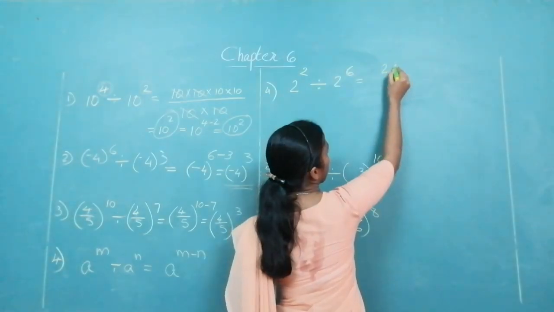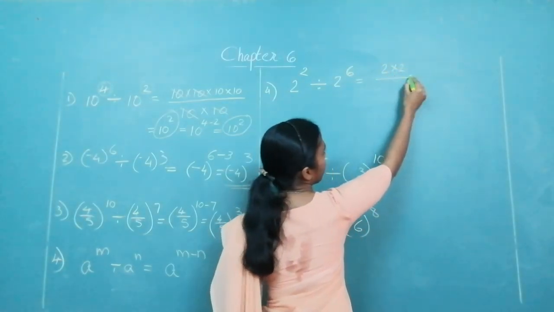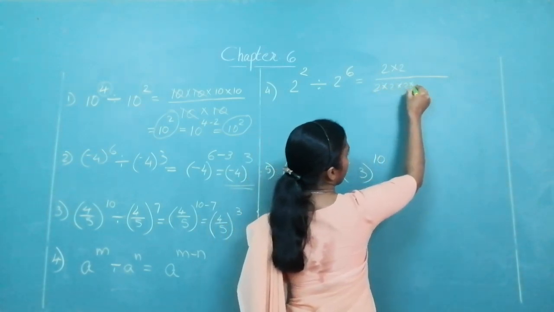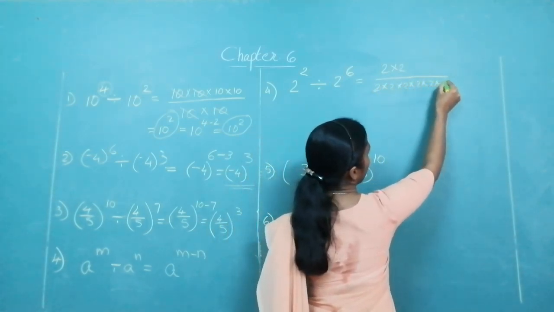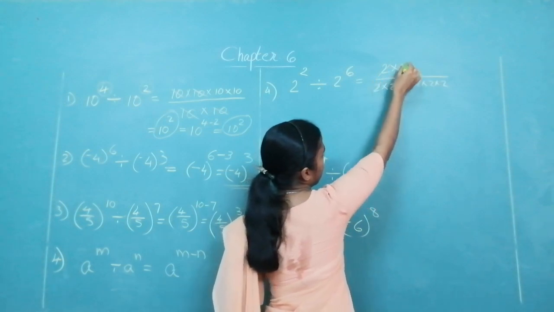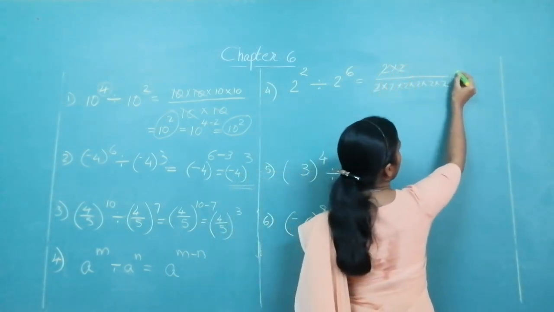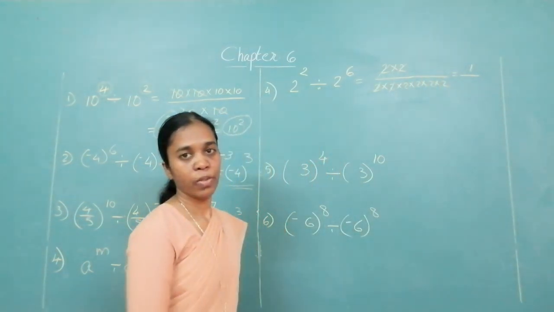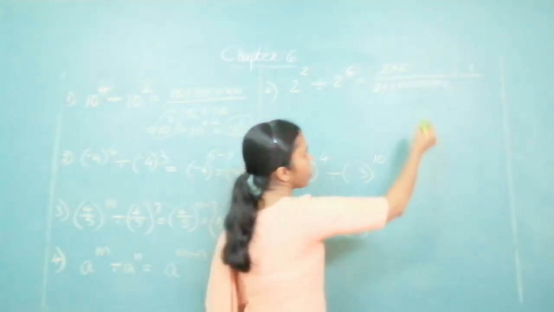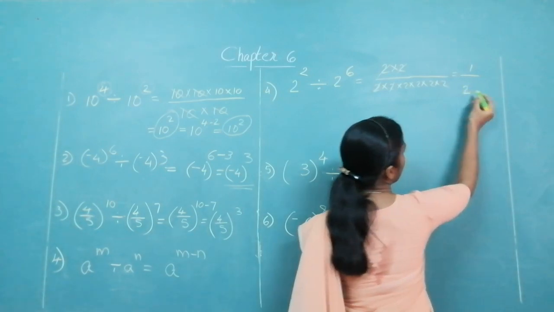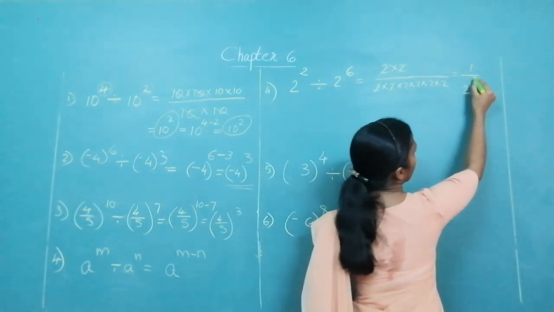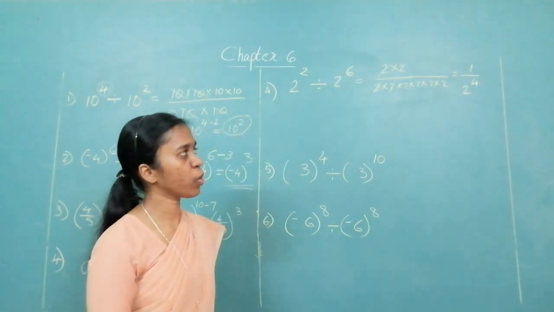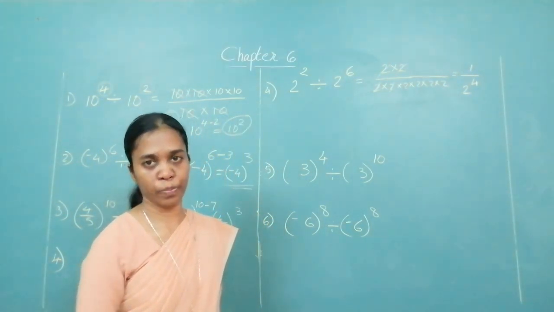2 square means 2 into 2 upon 2 raised to 6 means 2 into 2 into 2 into 2 into 2 into 2. Common things get cancelled. So what remains over here? 1 upon, because nothing is in the numerator. Nothing is in the numerator means 1. 1 upon 2, how many times? 4 times. 1 upon 2^4.